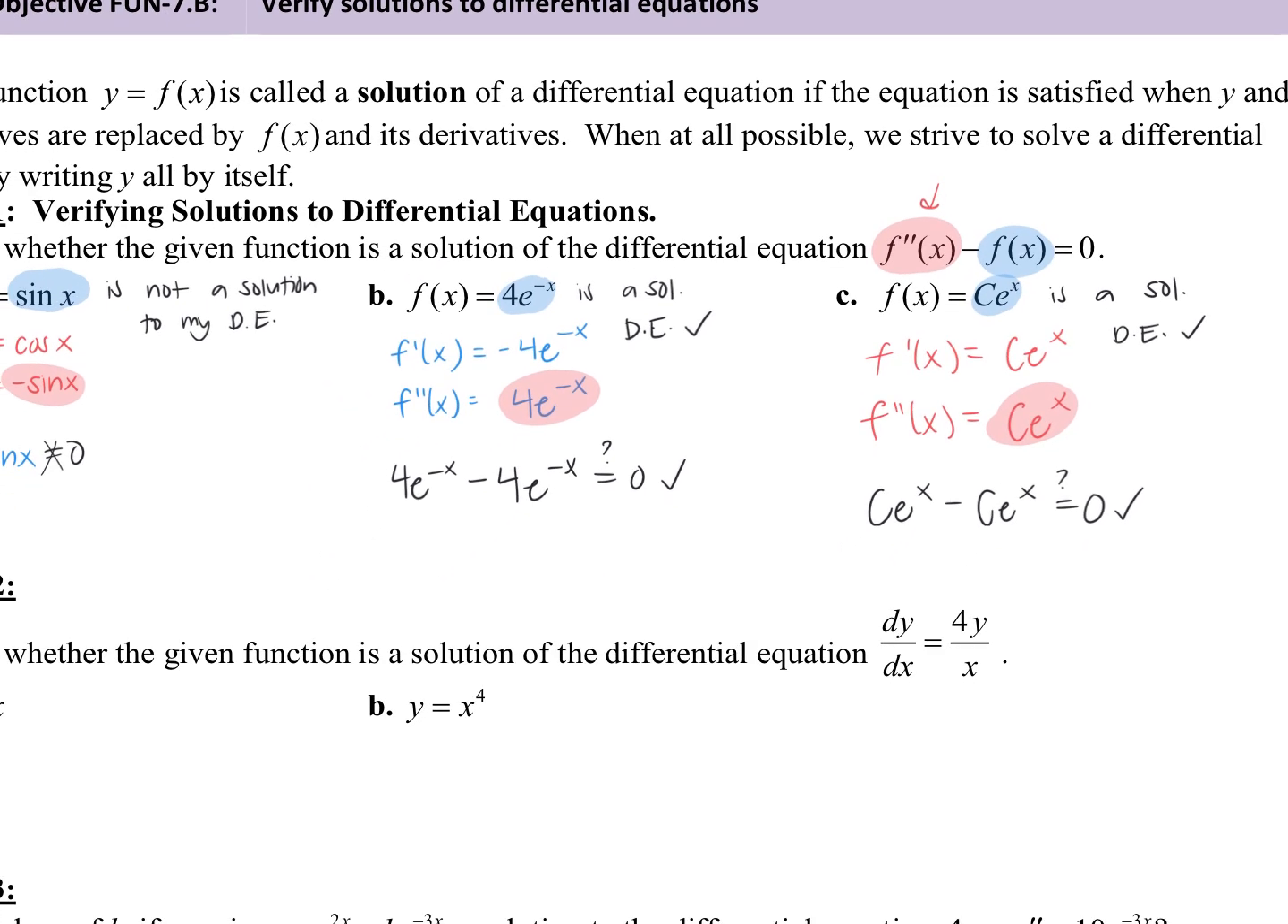So that's just verifying whether something is a solution or not. Given your differential equation, you just plug those values in. Questions on that one?